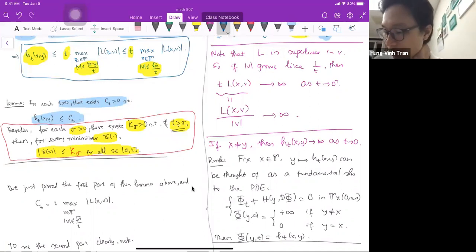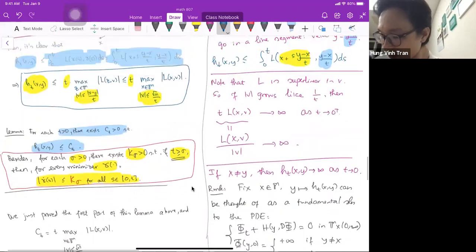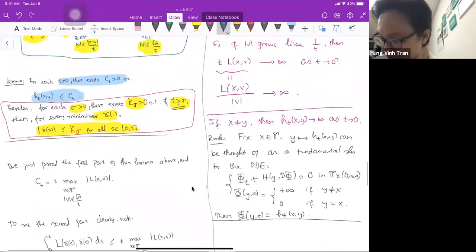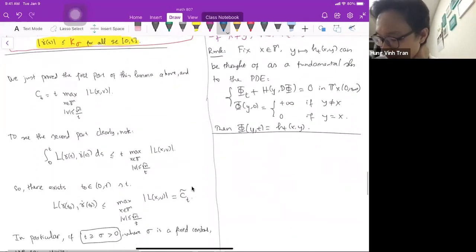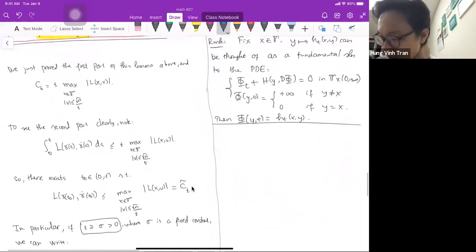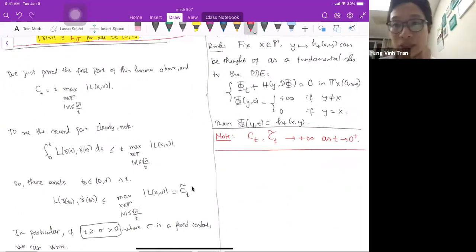Okay, so thanks a lot for the comment, and I agree that it was a little bit confusing. All right, so now I don't have to worry about the fact that HT is bounded by CT anymore. I'm just going to emphasize that. Note that CT or CT tilde converges to plus infinity as t goes to 0. Okay, that's the only thing I would like to comment.